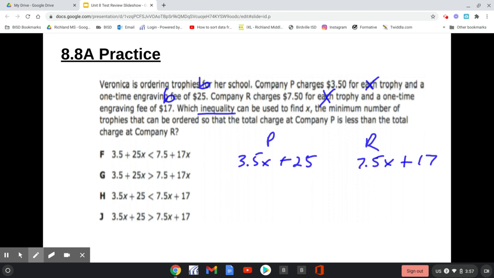so the total charge at company P, that's this one, is less than, there's your sign. You want the point right there to point towards the company that's less than. So we have 3.5x plus 25 is less than 7.5, but it doesn't have an x after it. And that's in the wrong spot. Oh, this is also in the wrong spot. So 3.5x plus 25 is less than 7.5x plus 17. Here's your answer. Your answer is H.